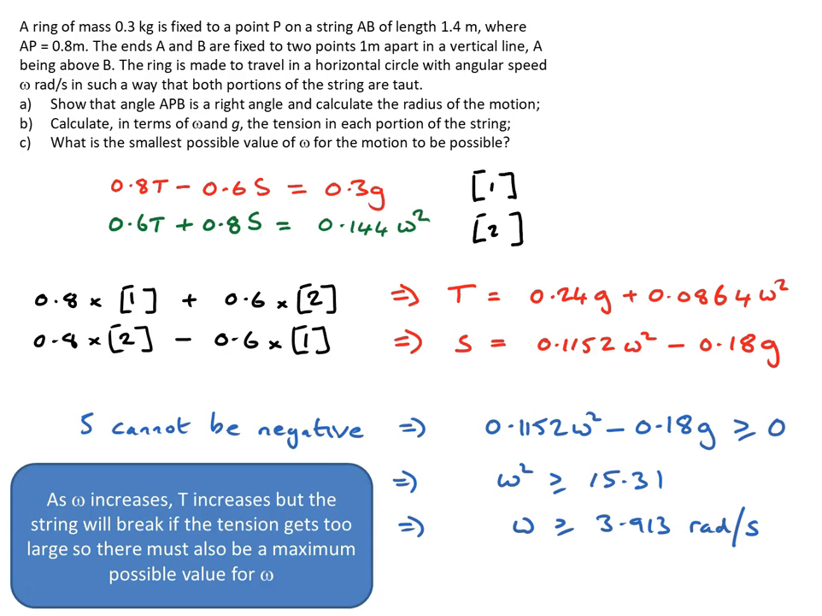As omega increases, T will get bigger and bigger, and eventually the tension will get too big and the string will break. So in fact there must also be a maximum possible value for omega, but we can't determine that because we don't know what the maximum possible value for T is.